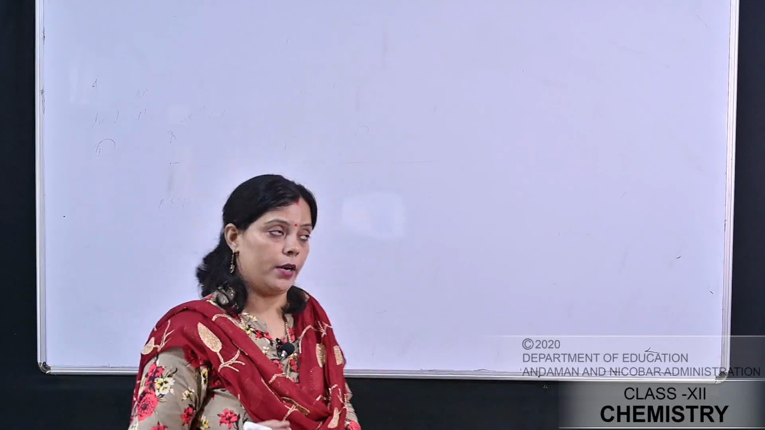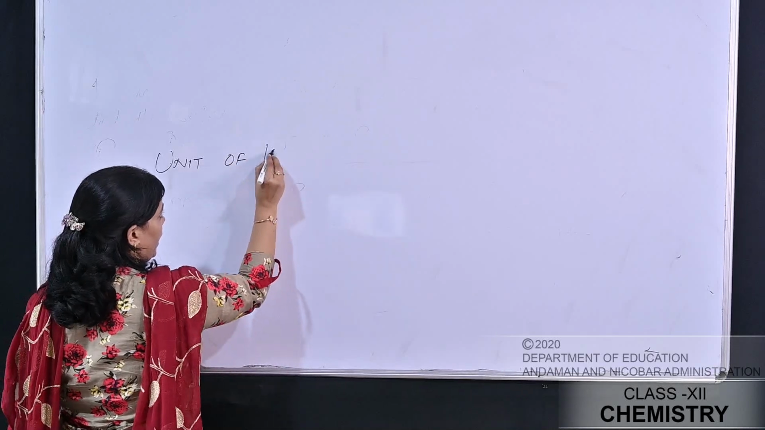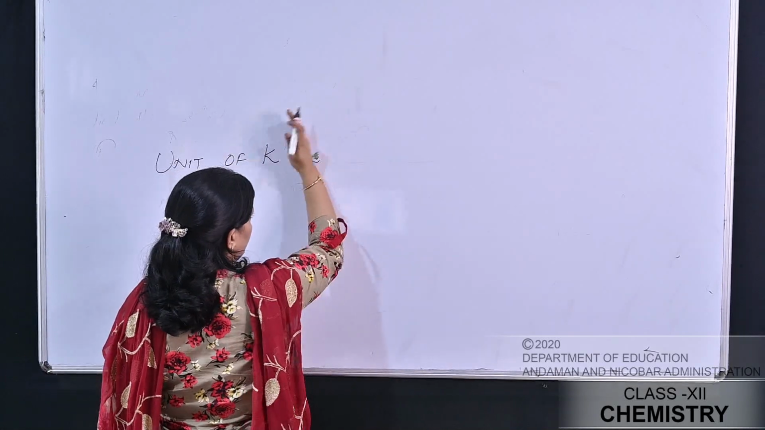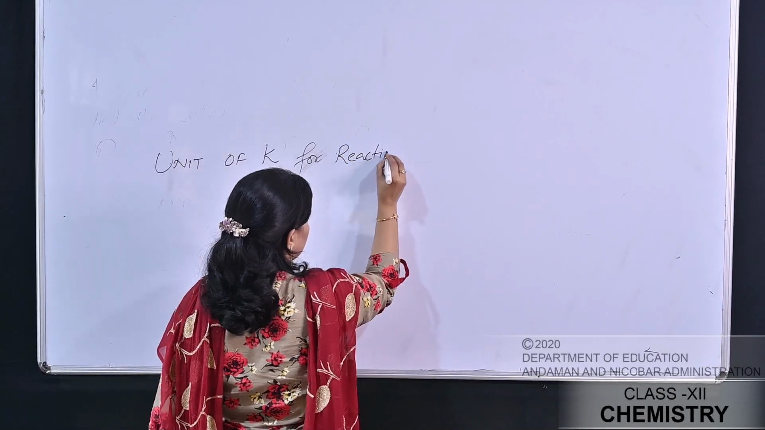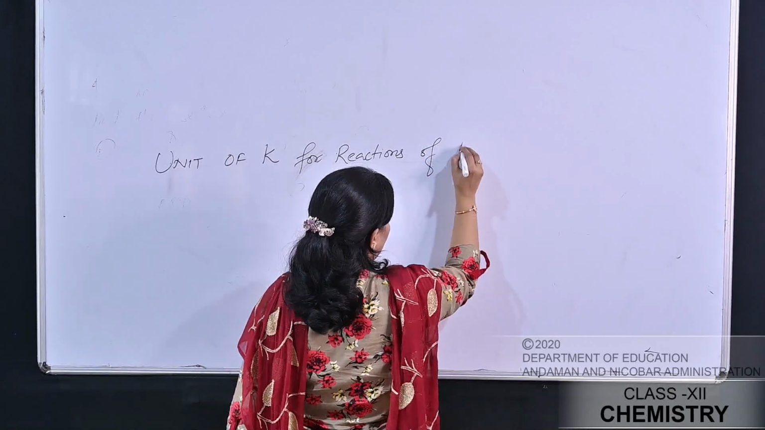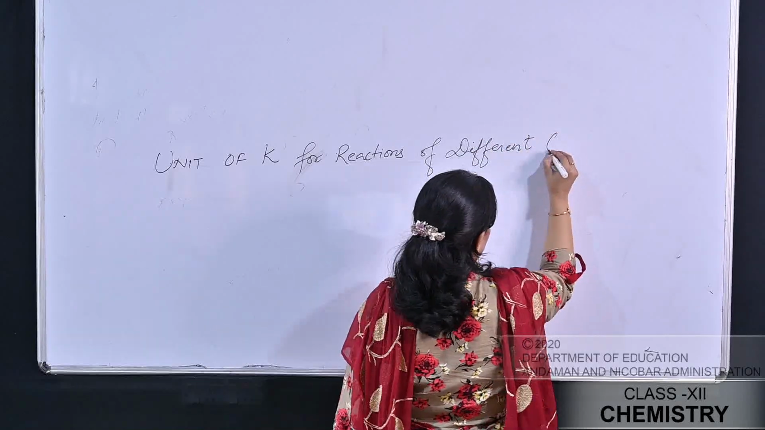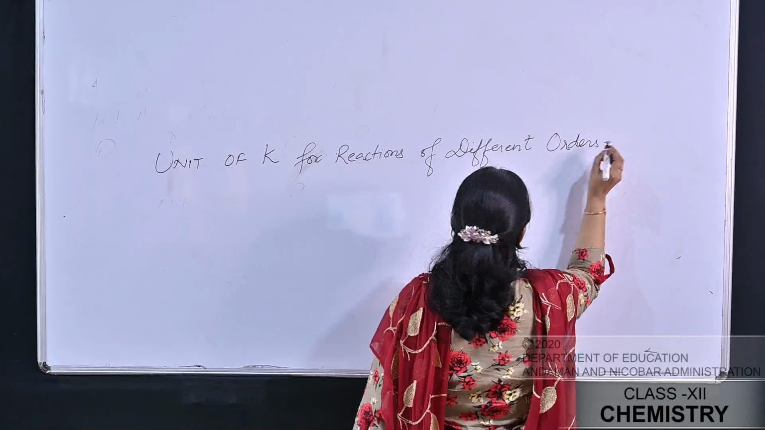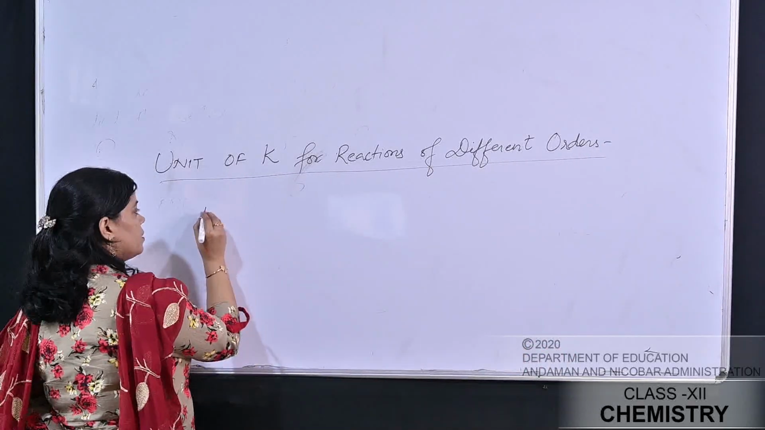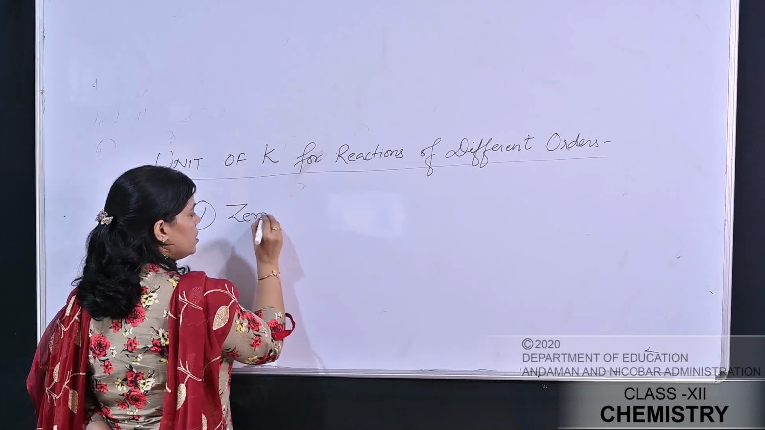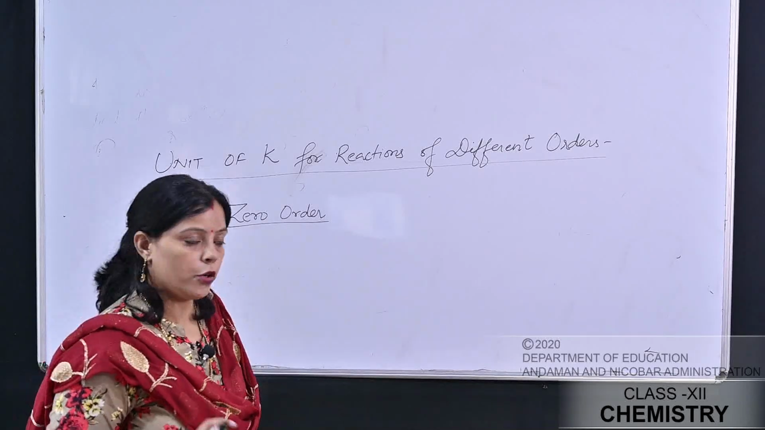reactions with different orders. Okay, the unit of K for reactions of different orders. The unit of rate constant for reactions of different order. First, for zero order. How do we calculate the unit of rate constant for a zero order reaction?